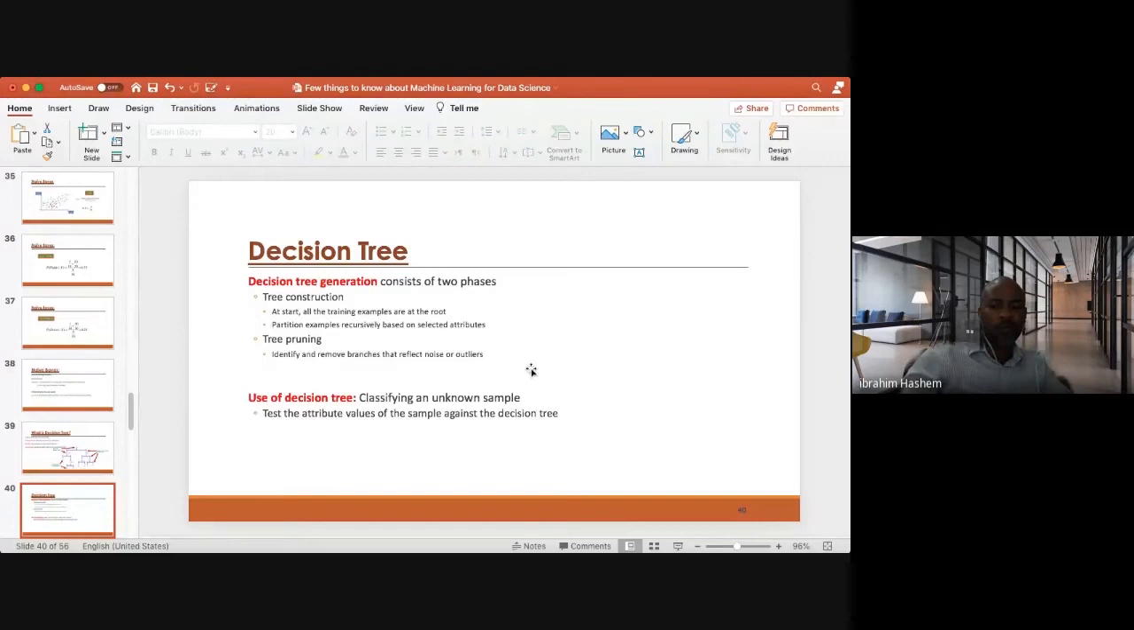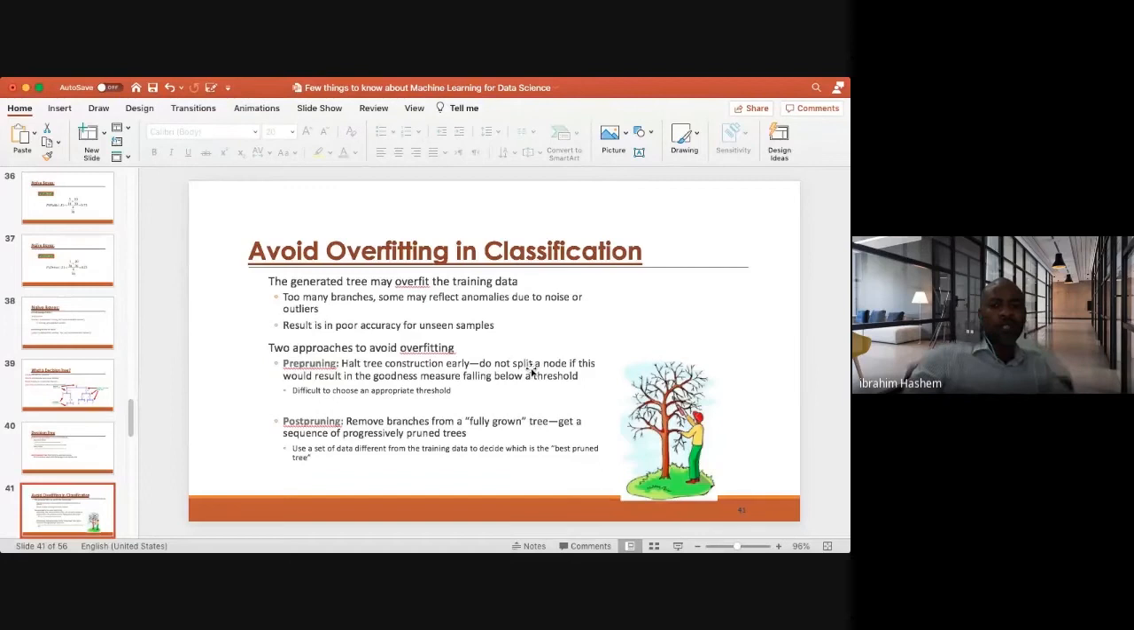The way to avoid overfitting in classification, especially in decision tree: if we have too many branches, some of them may be noisy or outliers, so we need to remove those. This could result in poor accuracy, and the way to deal with it is to use either pre-pruning or post-pruning. In pre-pruning, we halt the tree construction early, and we do not split the node if this will lead to overfitting. It is based on a threshold. We have to choose a threshold, and based on the threshold we start splitting the tree. But sometimes it's very difficult to choose an appropriate threshold for your splitting.